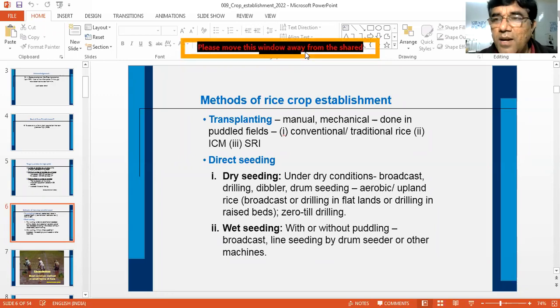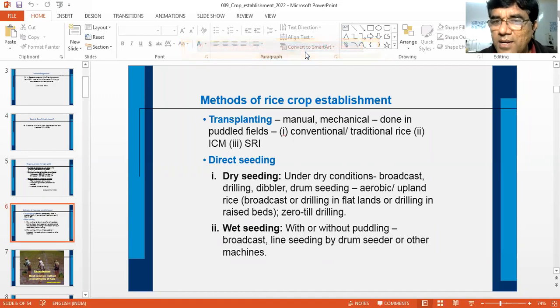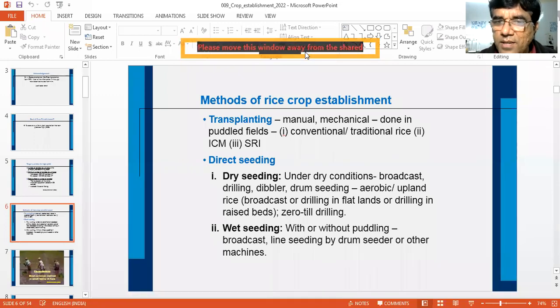Direct seeding can be done under two conditions. Dry seeding, dry conditions means your soil is dry. Wet seeding, your soil is wet. Soil is having saturated conditions or soil is having some flooded water. In dry seeding, there can be many options. Under dry conditions, you can go for broadcasting. You can go for drilling. Dibbler can be used. Drum seeding can be done in dry seeding.